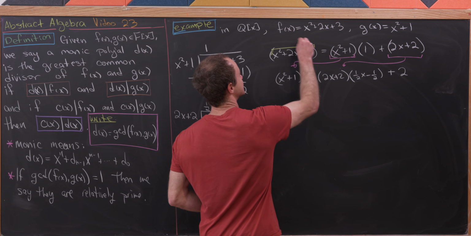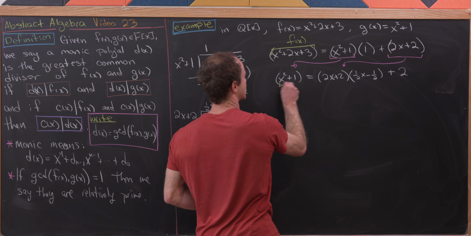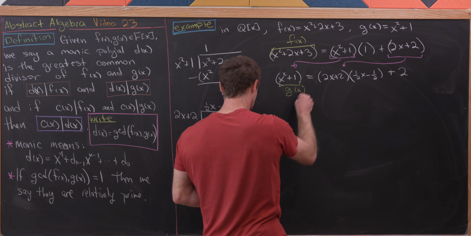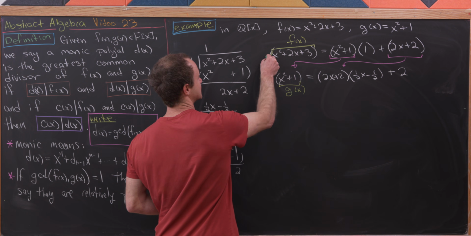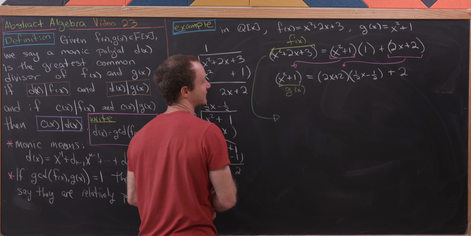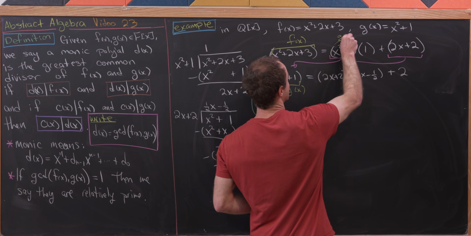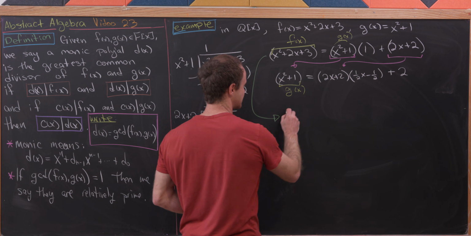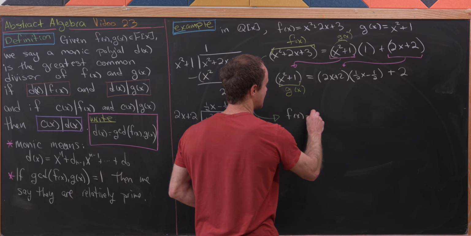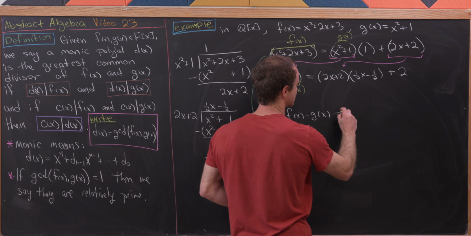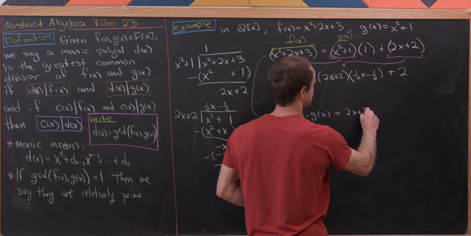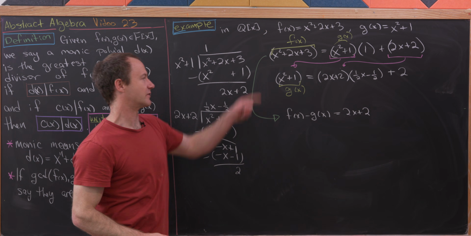This right here is f of x, and this right here is g of x. So let's invert some of these. So let's invert this one first. Oh yeah, and then let's include this is also g of x. Okay, so that means we have f of x minus g of x is equal to 2x plus 2. So that's how that one inverts.